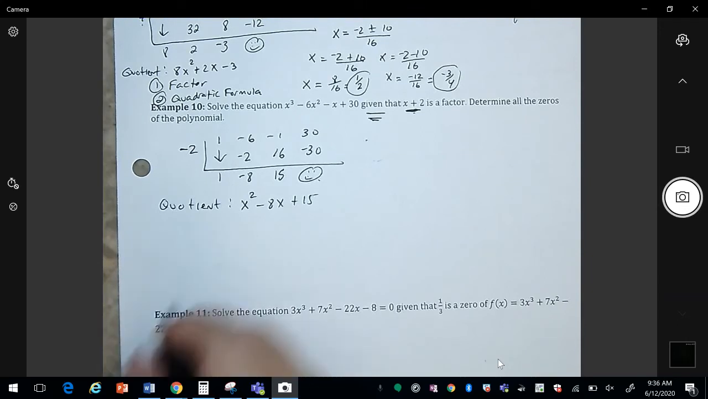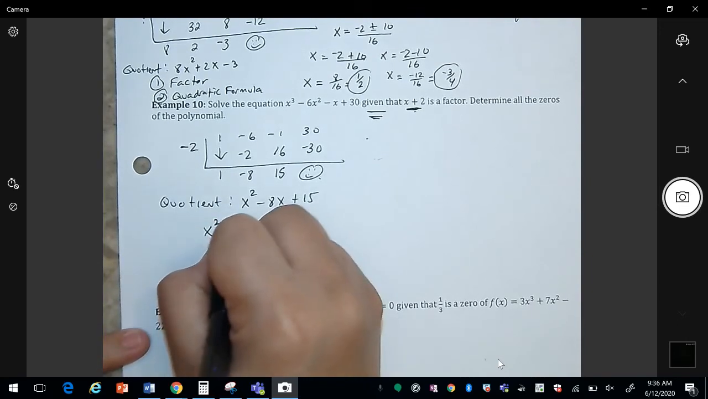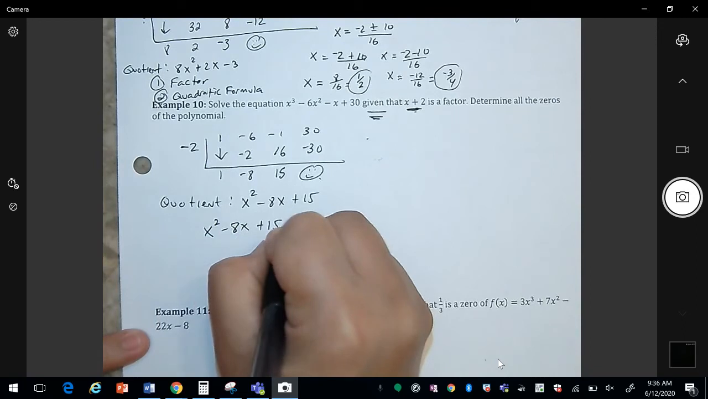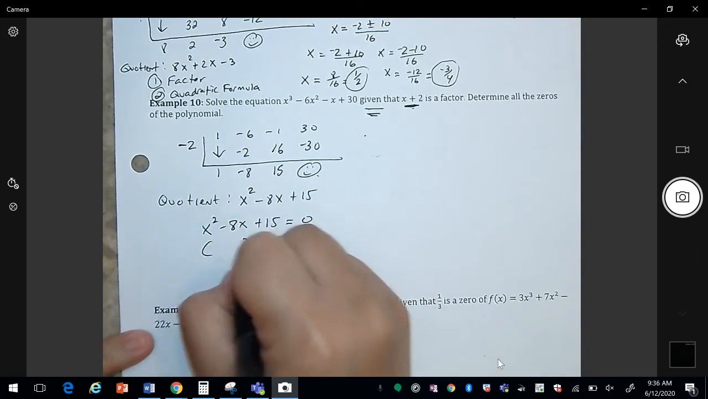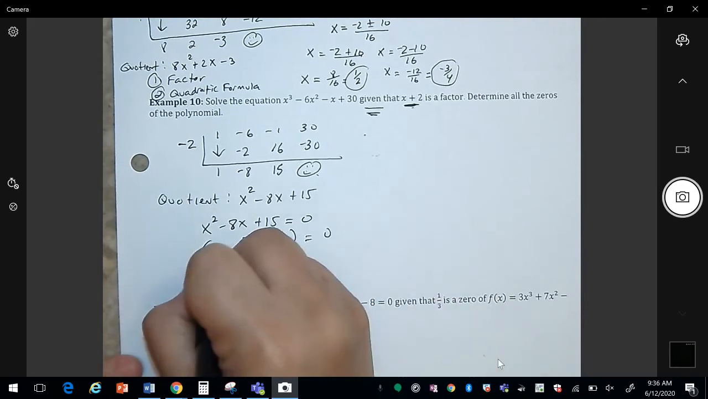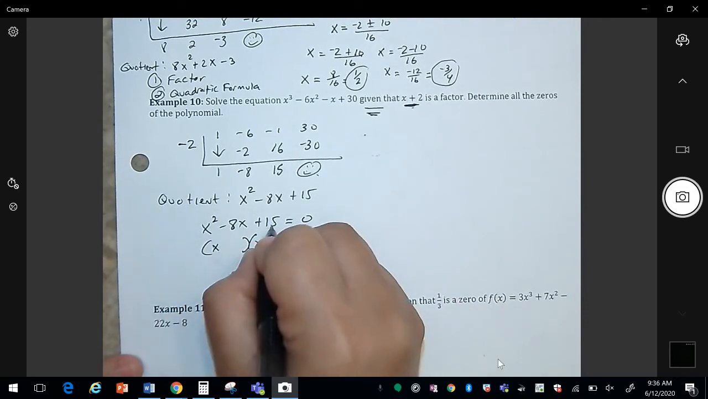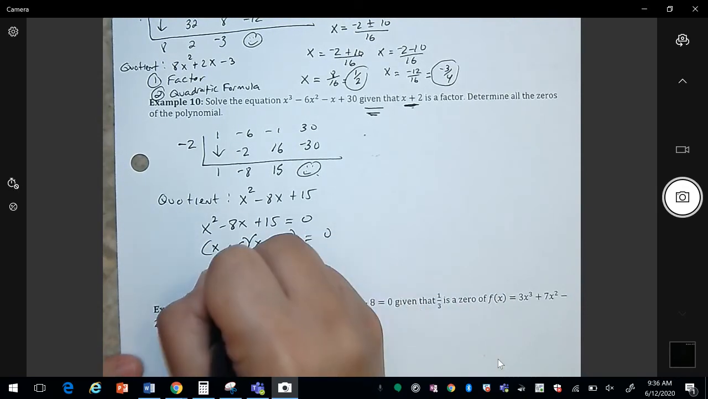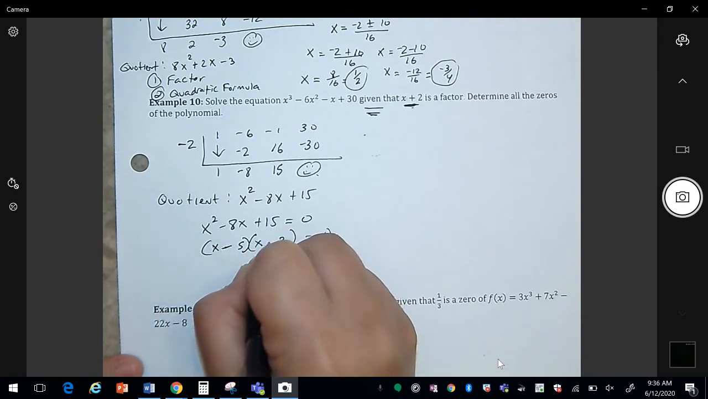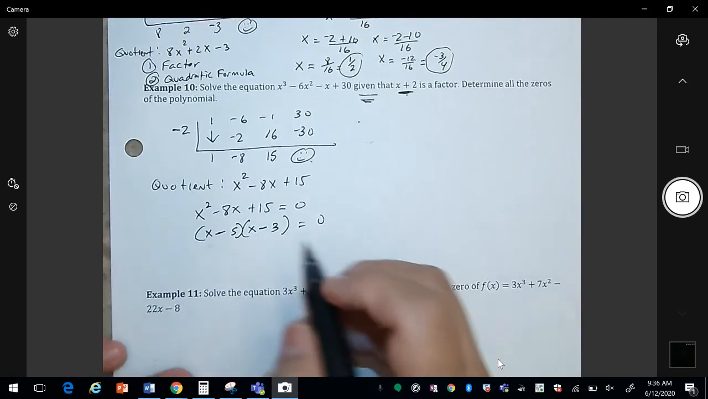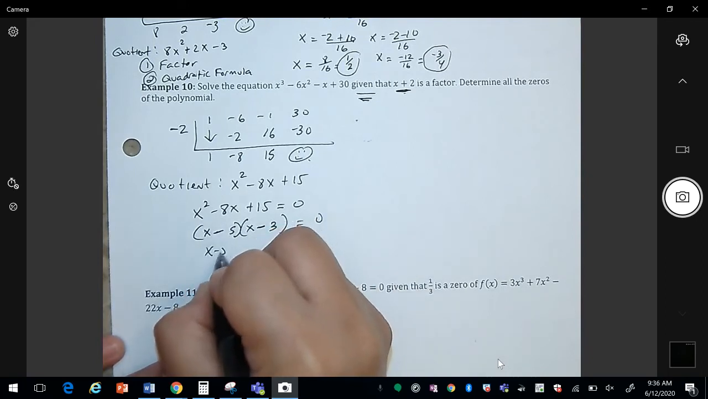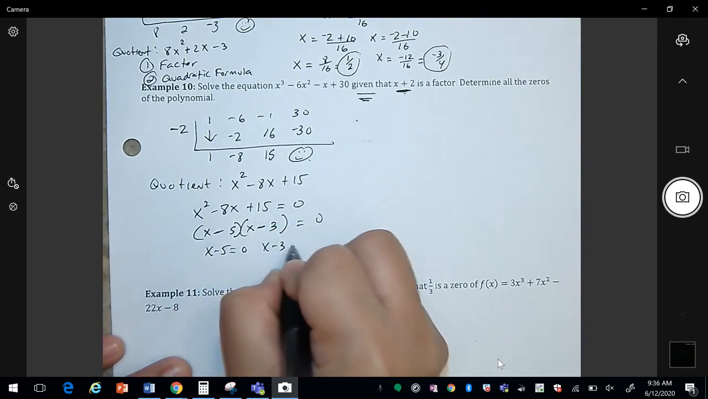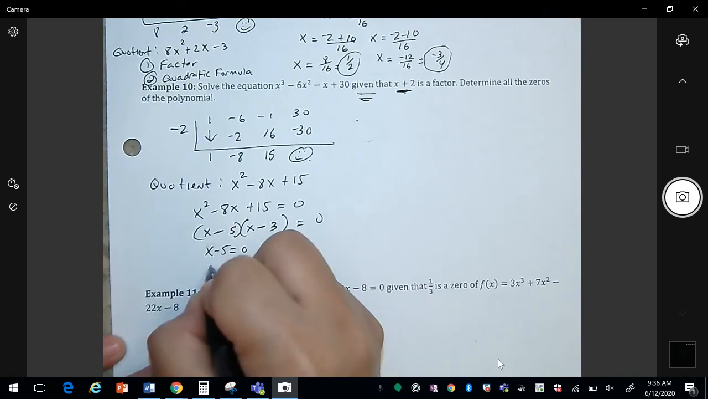Our next step is to use the quotient and solve for x. So at this point, you can try to factor or you can use the quadratic formula. So I have x times x, 5 times 3 would give me 15. Since it's positive 15, I need both of them to be negative. Negative 5, negative 3 is negative 8. So I can set each factor equal to 0. So x is 3 and x is 5.